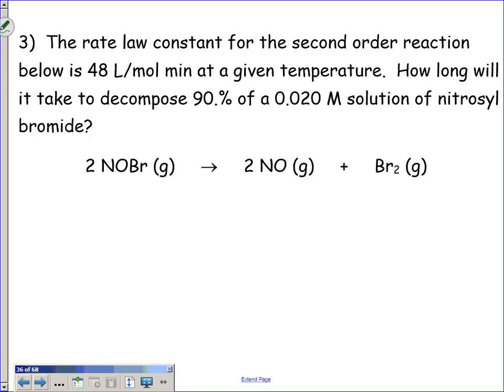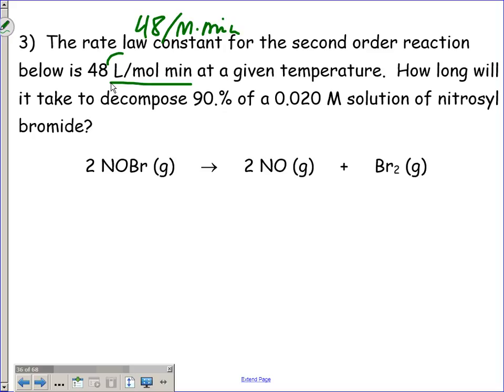this one, yeah. So the rate law constant for a second order reaction is 48 liters per mole minute. What does that actually mean? You guys know what this means. Per what? Is it molarity per minute? Per molarity minute, right? Because this is liter per mole, which is opposite. So this is saying 48 per molar minute.